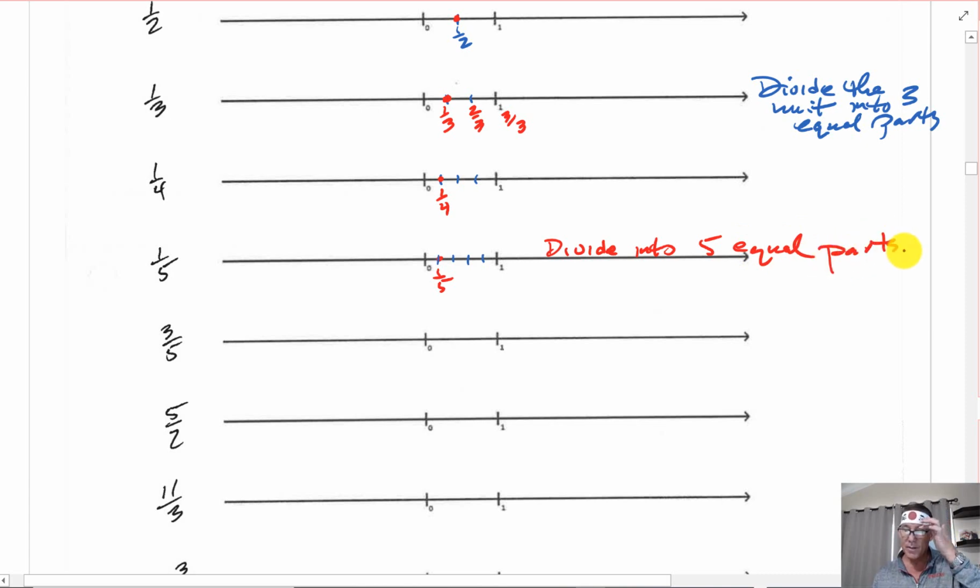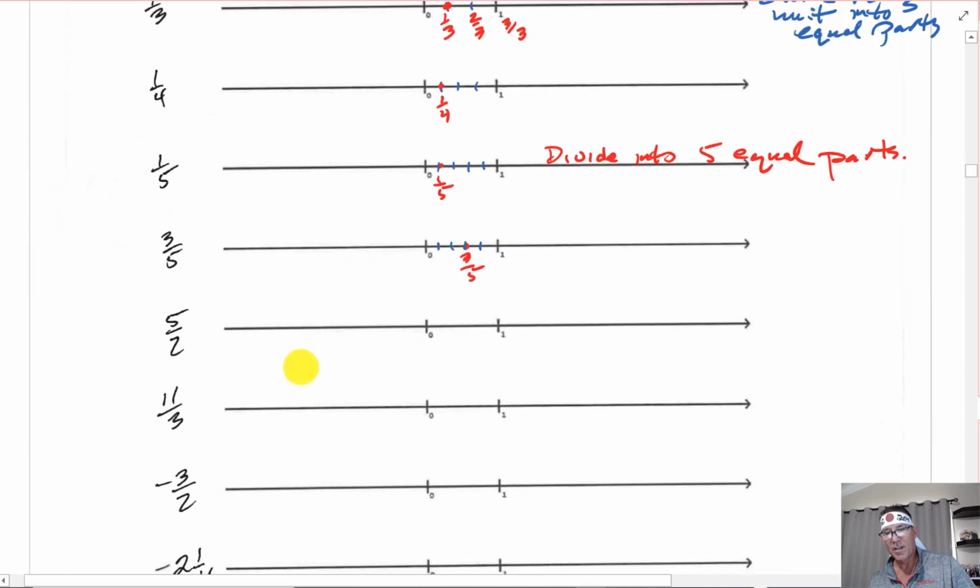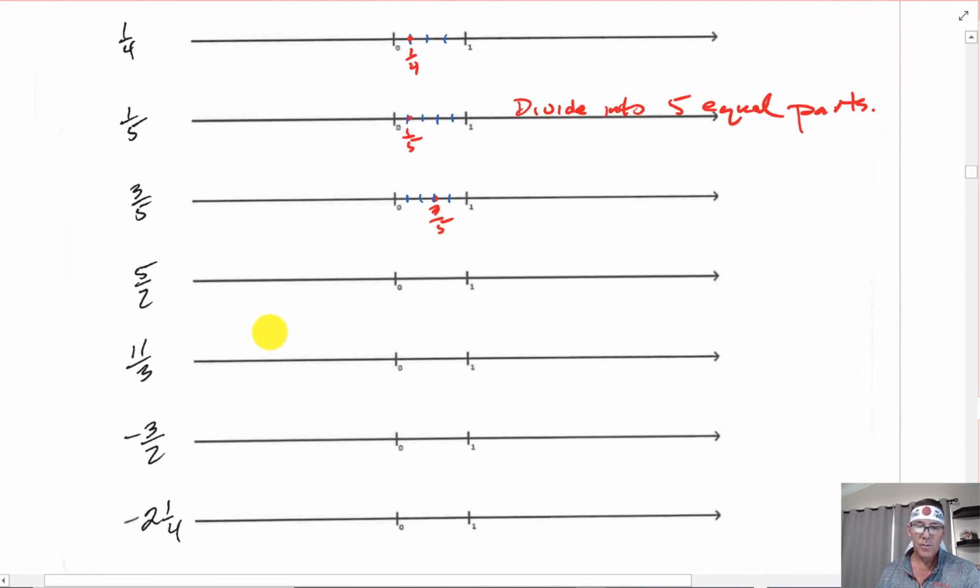All right, 3/5. Similar idea, right? So I just did 1/5, so let's do 3/5. So let's do 1/5, 2/5, 3/5, 4/5, 5/5. Let's locate 3/5. So go 1/5, 2/5, 3/5 right about here, and you label 3/5. So to do it accurately, it's all about dividing into equal parts.